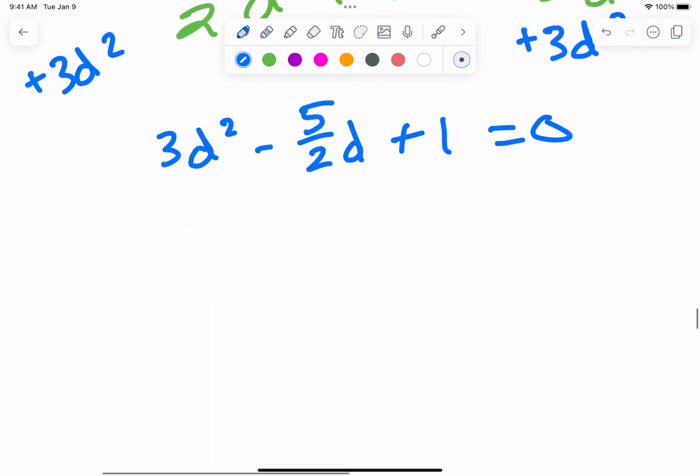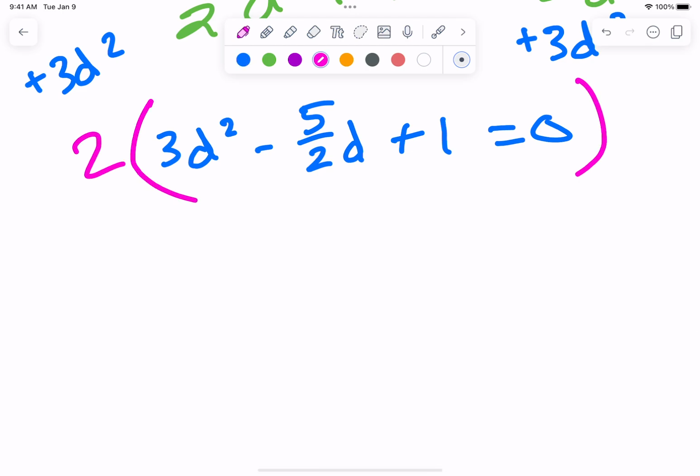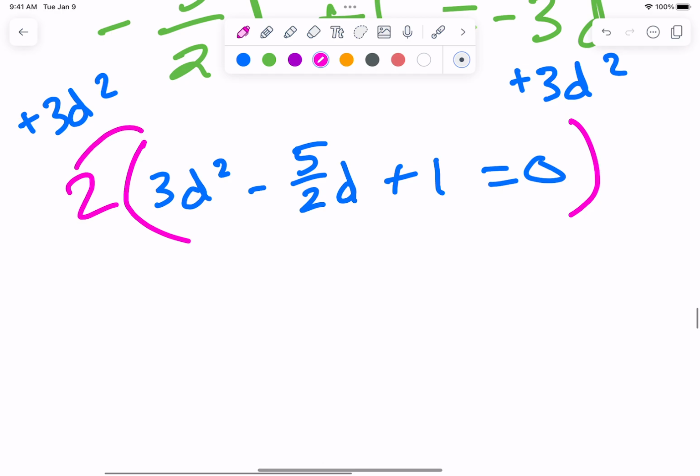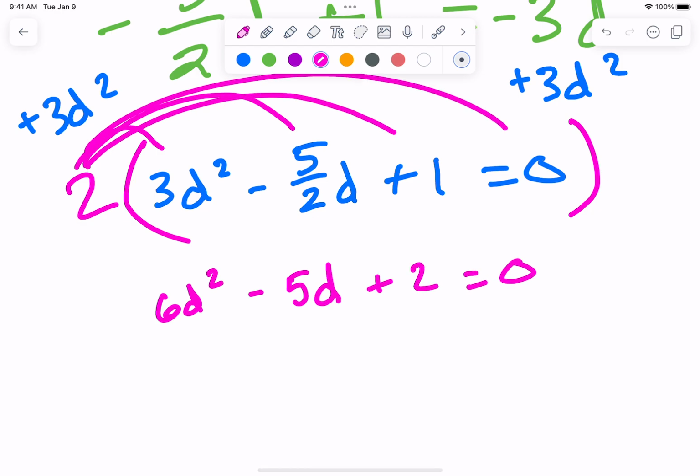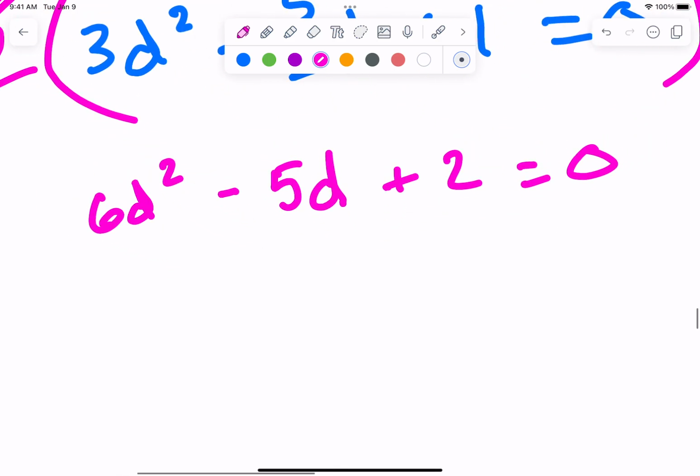Okay, then what? Multiply by 2. Yes, multiply everything by 2. That will get rid of our fractions. Okay? 2 times 3D is 6D squared. What's 2 times negative 5 over 2? Negative 5. You guys know that that just cancels the number on the bottom, right? And then 2 times 1 is 2, and 2 times 0 is 0. So we have this going on now, and we have no fractions anymore. Okay, now what do we do?